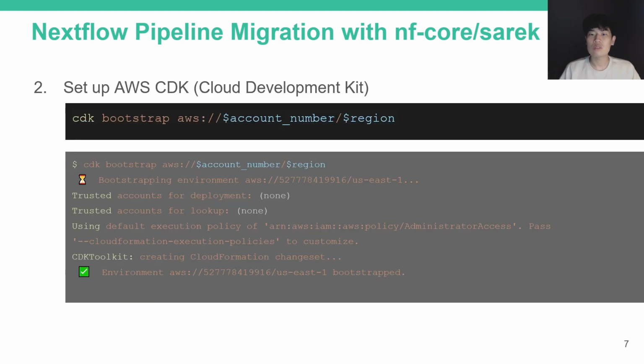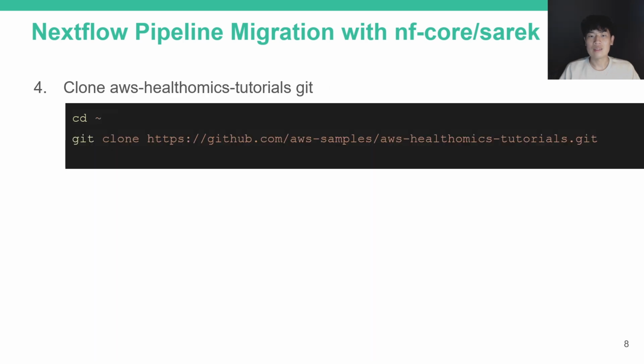Next, we will use the AWS CDK. The AWS CDK lets you automate building your AWS environment with code instead of manually clicking in the console. The CDK bootstrap command helps prepare the initial resources that the CDK needs for deployment. And now we're going to clone the AWS HealthOmics tutorial Git repository to the environment.